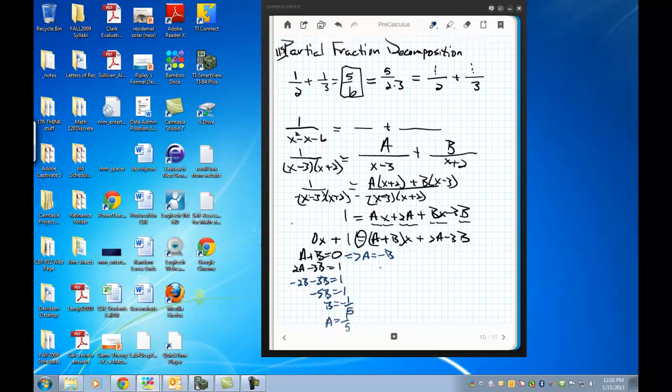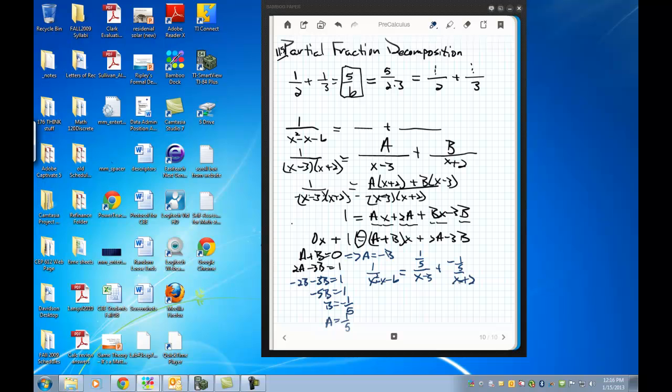So what we just showed is that 1 over x squared minus x minus 6 can be written as 1/5 over x minus 3 plus negative 1/5 over x plus 2. Now, don't take my word for it. Prove it. Watch what happens.